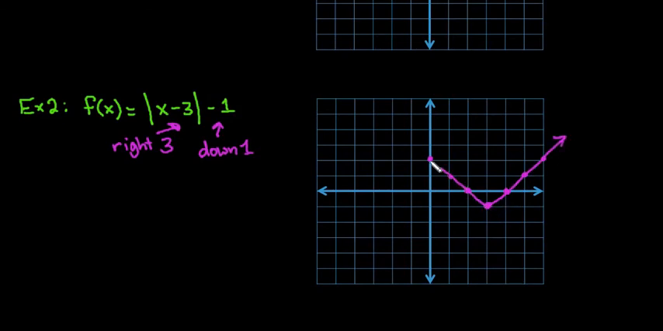You can always check these points to make sure that they are true. So if I substitute in, let's say this value here, 4, 4 minus 3 would give us 1, and 1 minus 1 is 0. So we can see that that does give us the correct point.